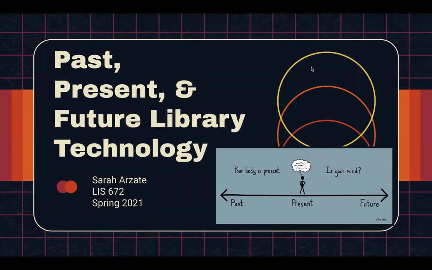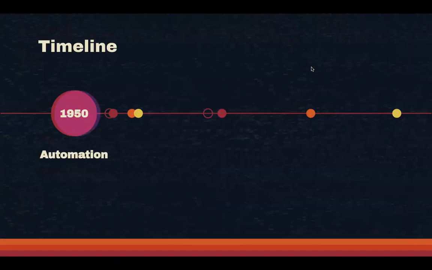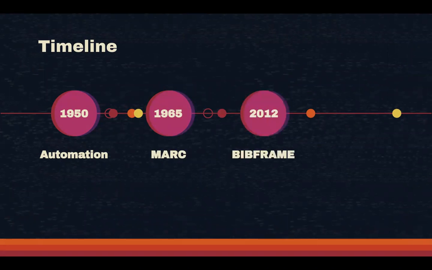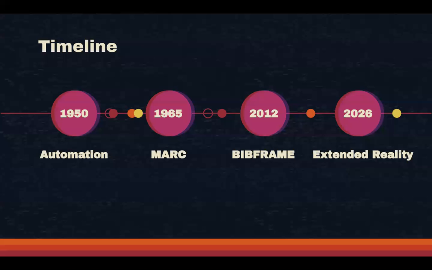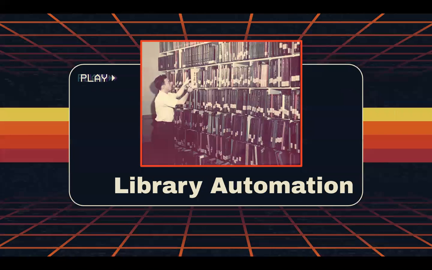Thank you for taking the time to watch my presentation on LIS technology from the past, present, and future for my final presentation for the course. So I'm going to start today's presentation by briefly going over the topic of automation in the 1950s. I'll continue with the creation of MARC starting in 1965, the development of BIBFRAME and its introduction to the library community in 2012, and the possibilities of extended reality in the coming years, beginning in 2026.